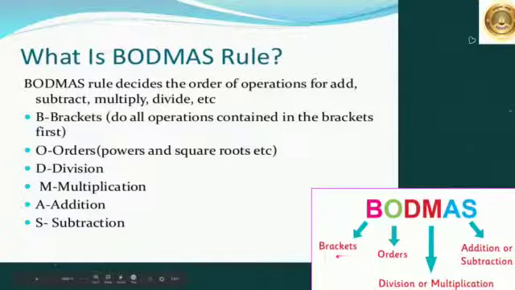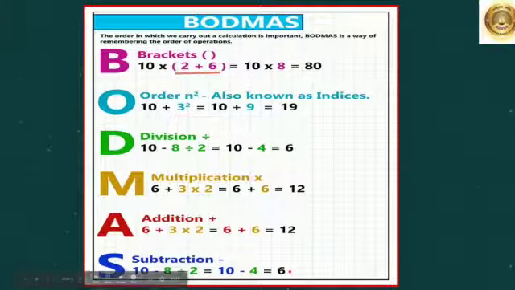BODMAS. Brackets, orders, division or multiplication, addition or subtraction, as it occurs from the left. Let's see some examples where this is followed. Say for example, in the first one, you have 10 multiplied by (2 plus 6). Now here 2 plus 6 is in the bracket.